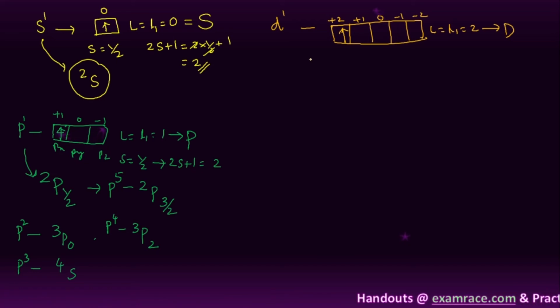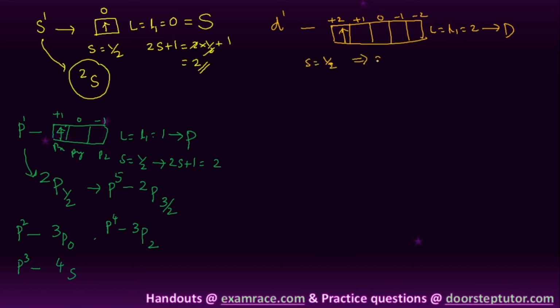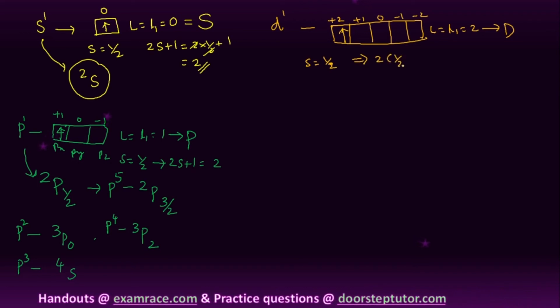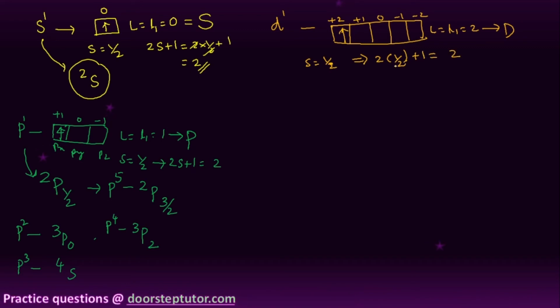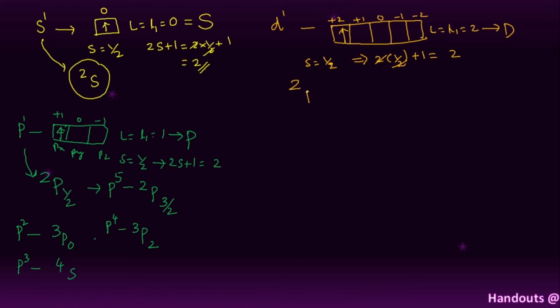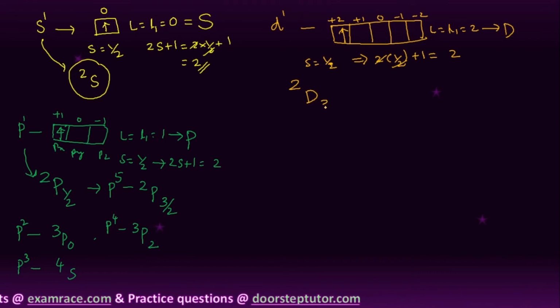So then here S value is equal to 1 by 2, student. So therefore here you can see 2 into 1 by 2 plus 1, that is the spin multiplicity, student, that is equal to 2. So therefore the spin multiplicity, right? So the term symbol is D term, the spin multiplicity is 2.